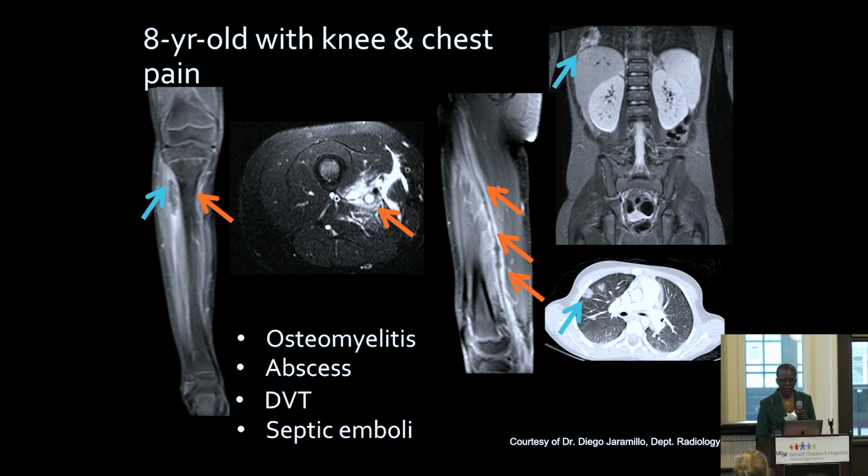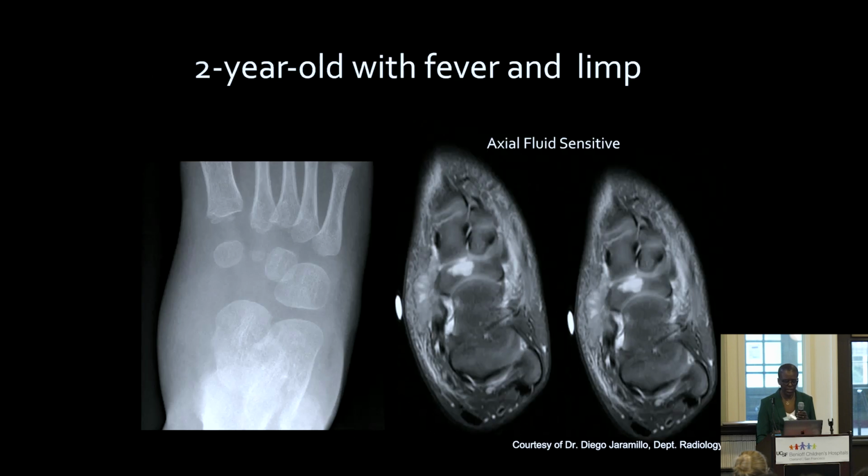Okay, there was this. So since she had chest pain, they moved the coil up and looked at the chest, and you can see here that there was something in the lungs, and this ends up being a DVT with septic emboli. Okay. So what we'll see with this protocol is usually infection.